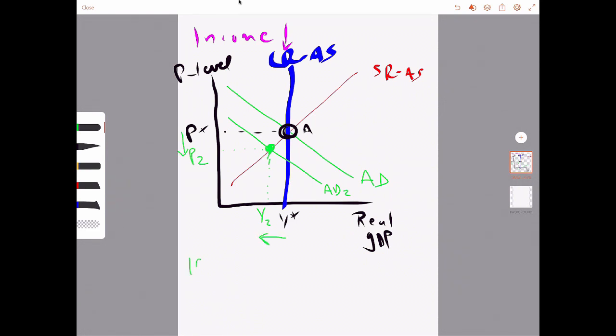And if output goes down, that means that unemployment is going up. There's more unemployment. Or you could think about it this way: employment is going down. So as we move away from the natural rate of output, we're also moving away from the natural rate of unemployment. That's terrible.